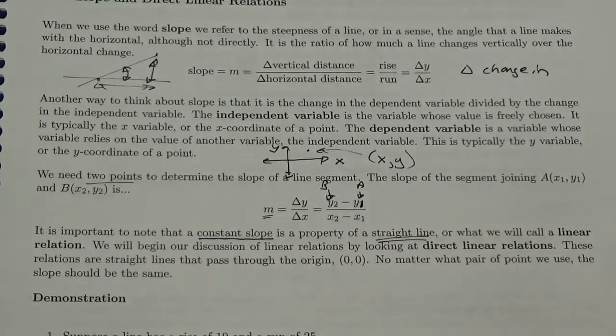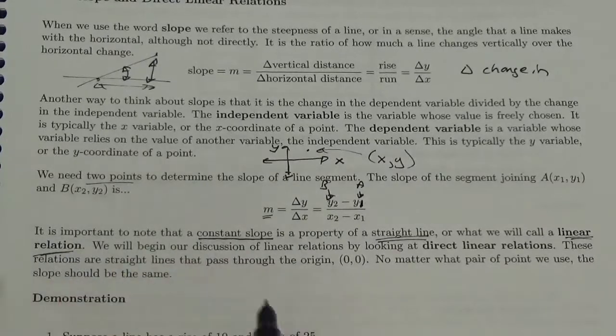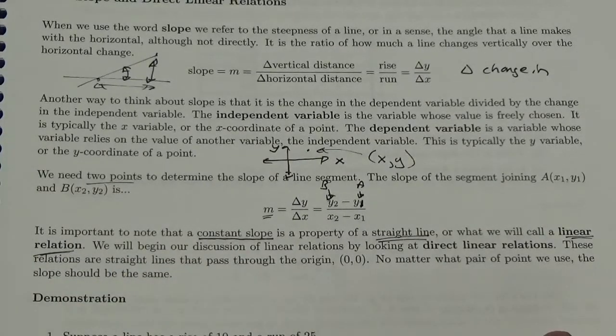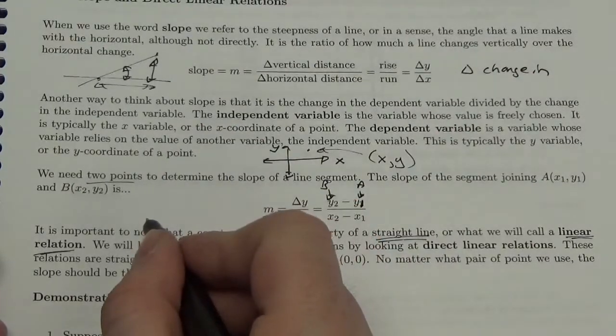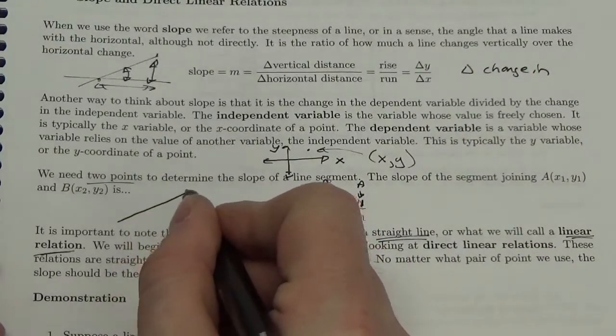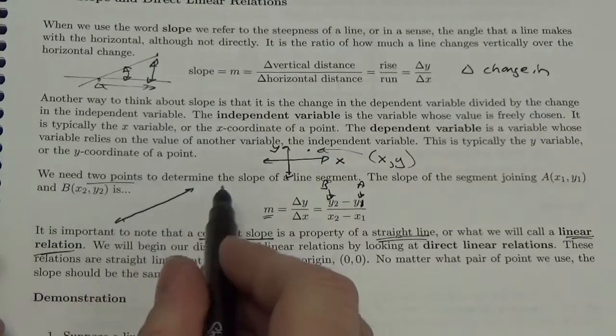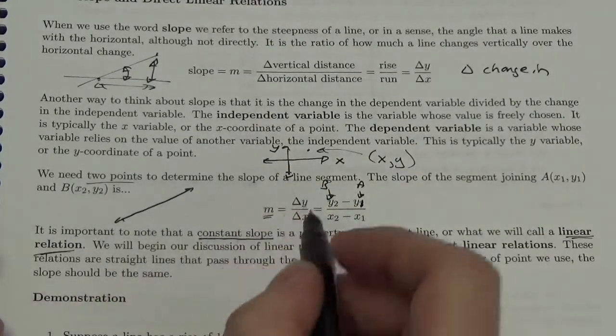That's one of the properties of a straight line, and you call it a linear relation because it has a constant slope. It's the same slope all the time here. Now, if the slope changes, I'll just give you an example. Here, that line right there, the slope is always the same. No matter what 2 points you pick on it, it's always the same.